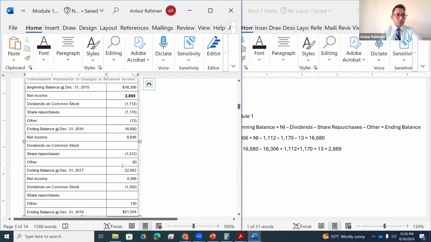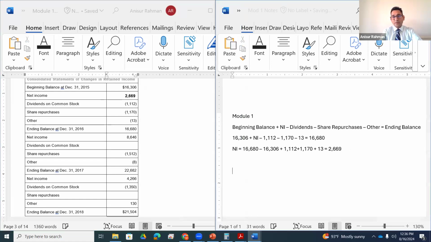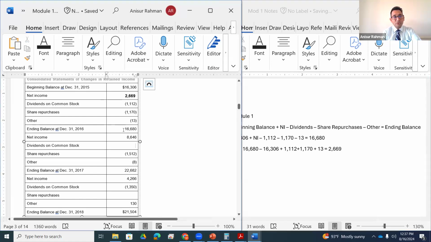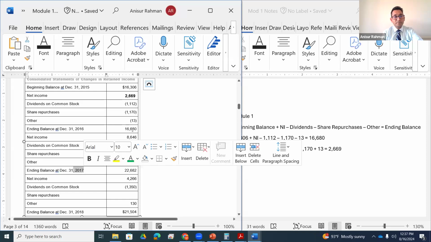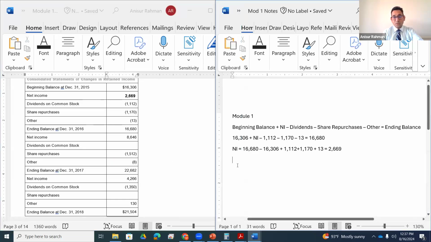In our next question, we have to solve for dividends. So we'll use the same equation as before. But now we have a beginning balance of this much, 16,680. So this is the ending balance of December 31st, 2016, which is the beginning balance for 2017. So 16,680.